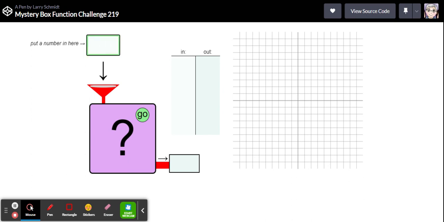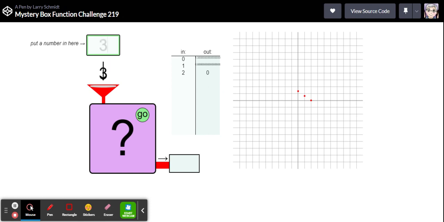All right, let's begin with a 0. Okay, so 0 is 1 1/3 it looks like. How about a 1? Is 2/3, okay. How about a 2? 0, so this is looking linear so far. It looks like it's going down at a slope of negative 2/3.